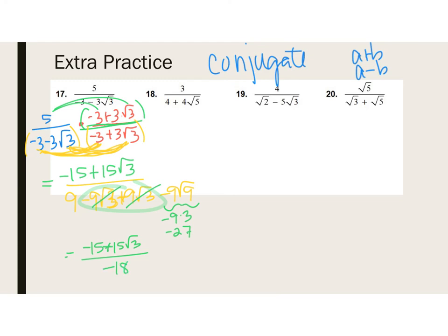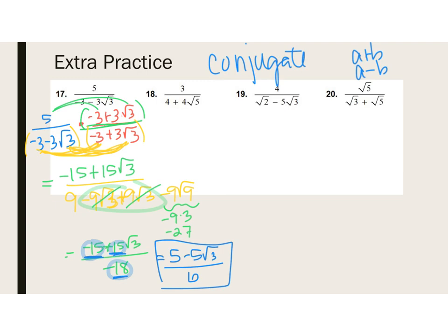And then you're going to reduce, and you're going to look at three numbers. You're going to look at this number, and this number. And if they all three reduce by the same number, you reduce all three of them. If they don't all three reduce by the same number, you don't reduce any of them. So actually negative 3 goes into all of these. Negative 3 goes into negative 15 5 times. Negative 3 goes into positive 15 negative 5 times. And negative 3 goes into negative 18 6 times. And that's your answer, and you leave it just like that.